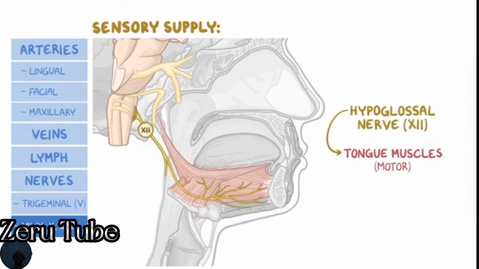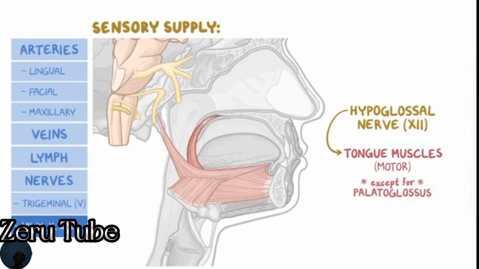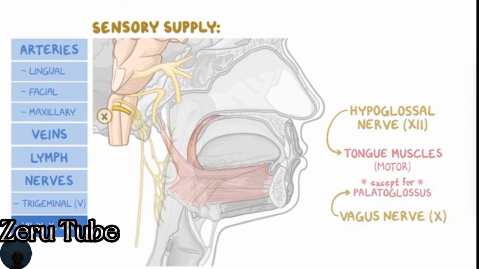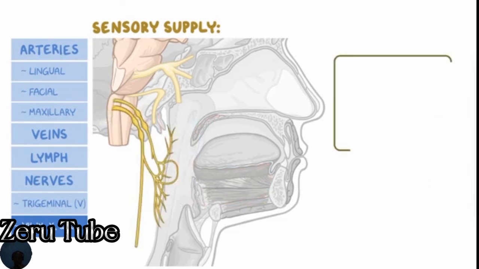They give innervation for the tongue. So the hypoglossal nerve gives motor innervation for extrinsic as well as intrinsic muscle of the tongue, except for the palatoglossal muscle. This palatoglossal muscle is supplied by the vagus nerve. So the palatoglossal muscle is the extrinsic muscle of the tongue which is supplied by the vagus nerve.